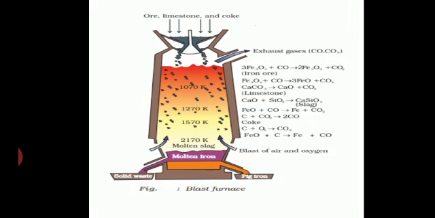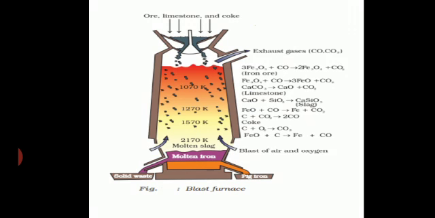Fe3O4 further reacts with CO to form FeO and CO2. FeO reacts with CO to form Fe plus CO2. The iron formed in this zone is called sponge iron, and it moves slowly down in the furnace.